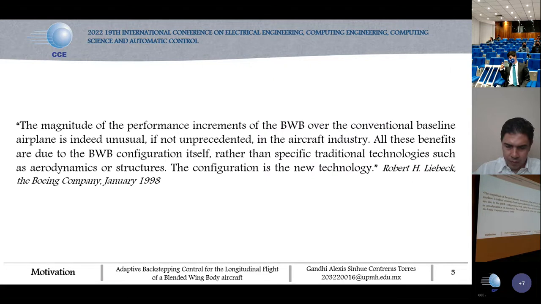According to these results, Robert Liebeck, who was one of the pioneers in this geometry investigation, said that the geometry of this configuration is the new technology that brings all these advantages.